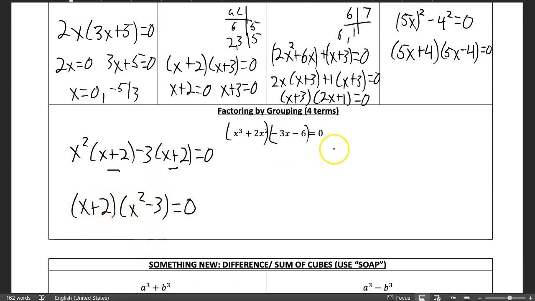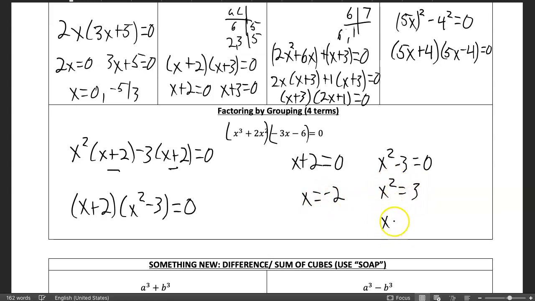And now all we're going to do is split this up like normal. We're going to say x plus 2 is equal to 0, and x squared minus 3 is equal to 0. And then we just solve. So this becomes x is equal to minus 2. This becomes x squared is equal to 3. And our answer for this is not just the square root of 3, it's plus or minus the square root of 3. Remember, anytime we are the ones physically taking the square root, we have to remember our positive and our negative values.